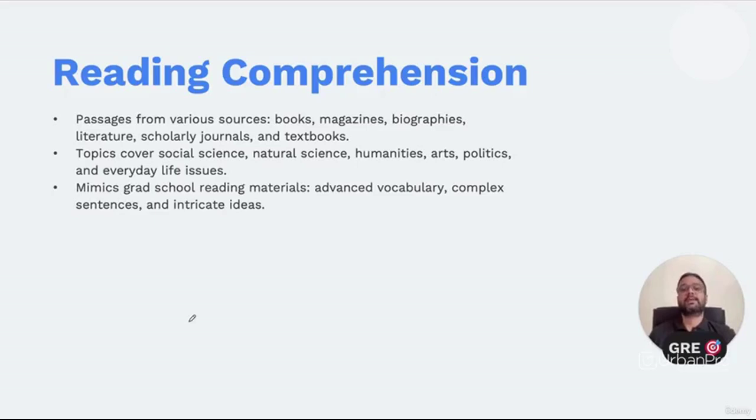These passages can be from books, magazines, biographies, literature, scholarly journals, and textbooks. And of course, the topics that these passages cover can be varied. They can be from social sciences to biology to politics and even business. These tend to mimic the kind of reading material that you will see in grad school, when you're doing your MS, doing your research, or preparing for homework. You're going to have advanced vocabulary, complex sentences, and intricate ideas. That is what classifies a reading comprehension passage.